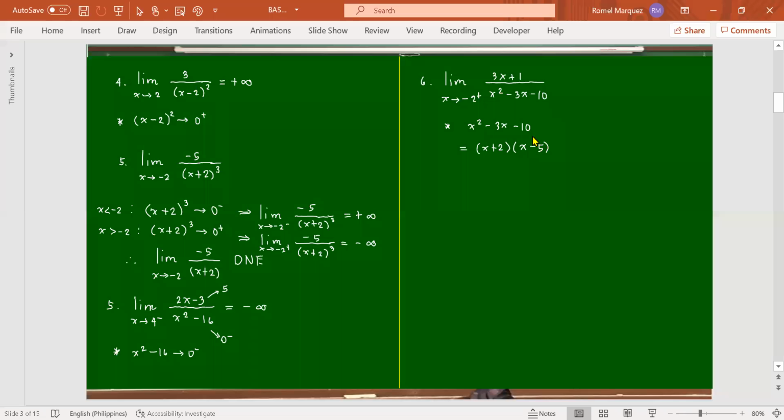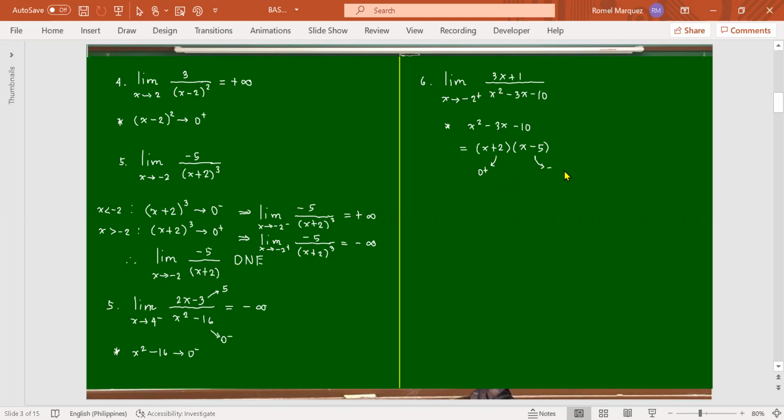So when x approaches negative 2 from the right, this factor, x minus 5, is negative. What is the sign here? Negative, right? Only this part. What about this one, x plus 2? When x approaches negative 2 from the right, it is positive. So this is going to be 0 through positive values.